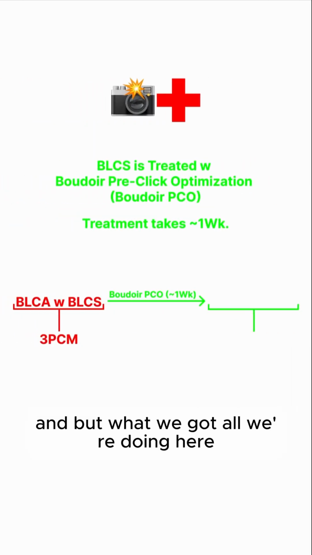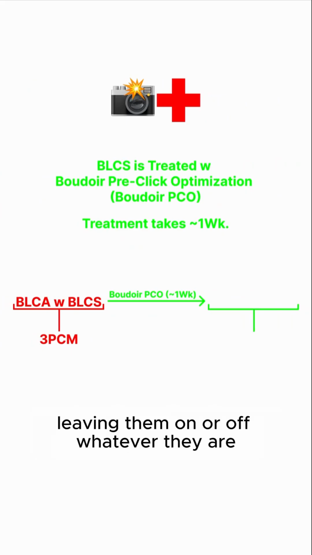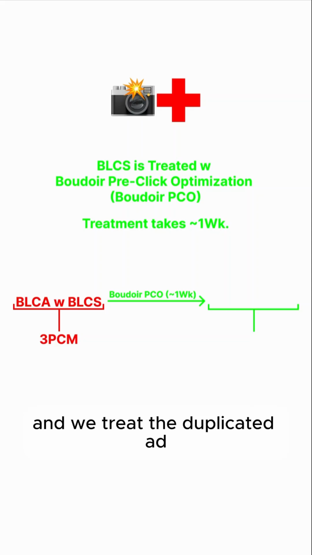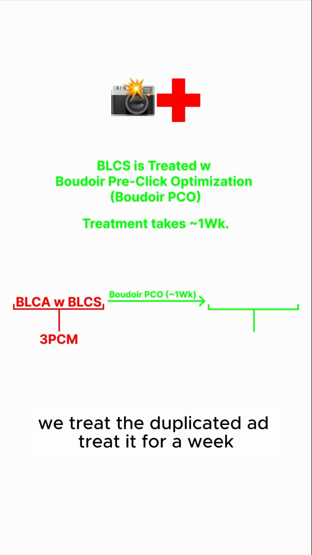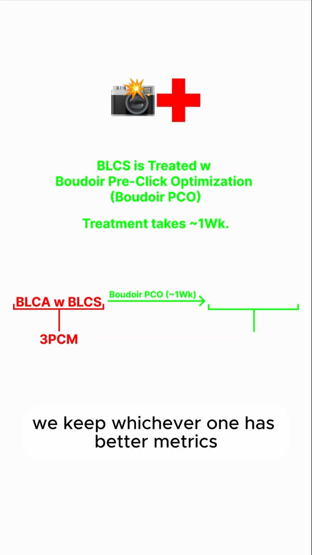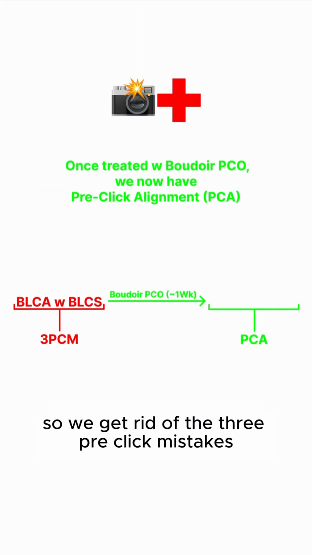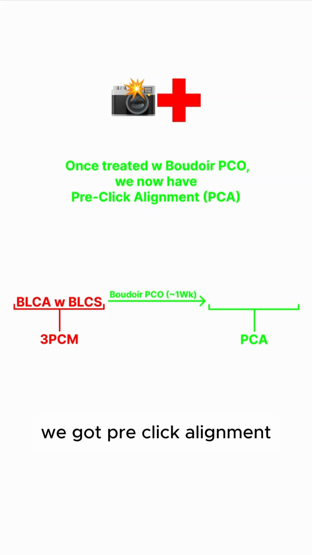With Boudoir Pico, all we're doing is duplicating the current ads, leaving them on or off, whatever they are, and we treat the duplicated ad. So we don't touch the original, we treat the duplicated ad for a week. At the end of the week, we keep whichever one has better metrics. Once treated with Boudoir Pico, we now have pre-click alignment, PCA.